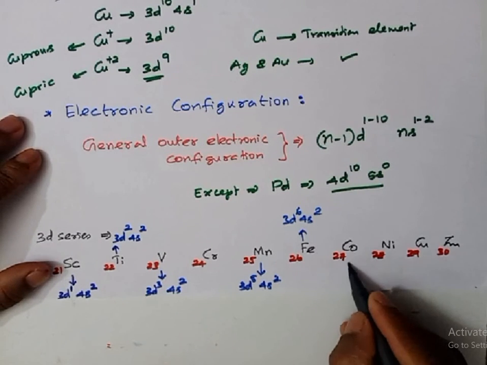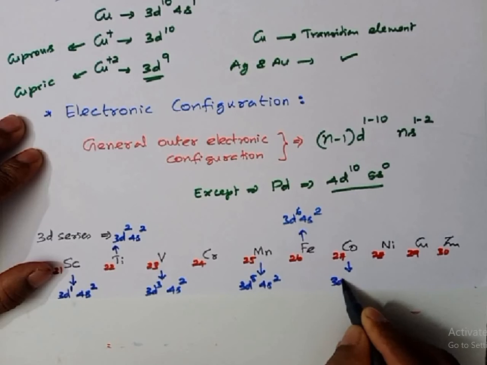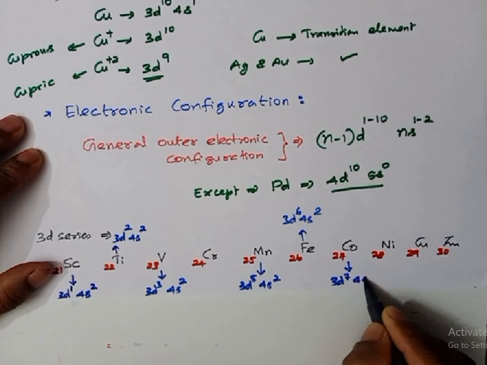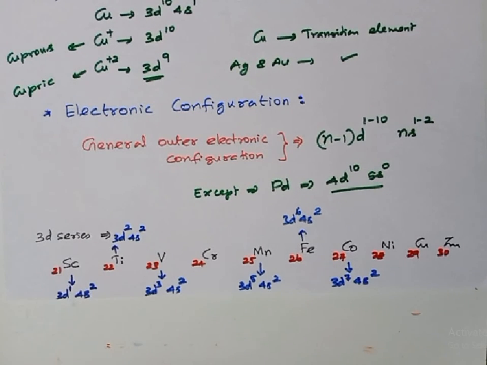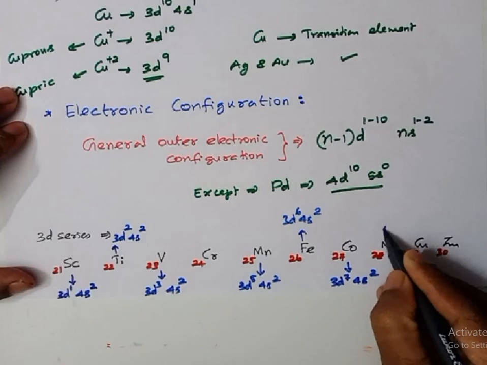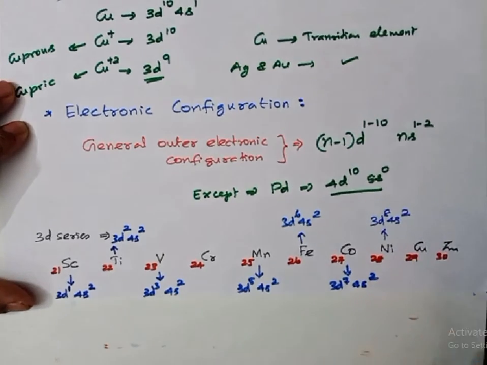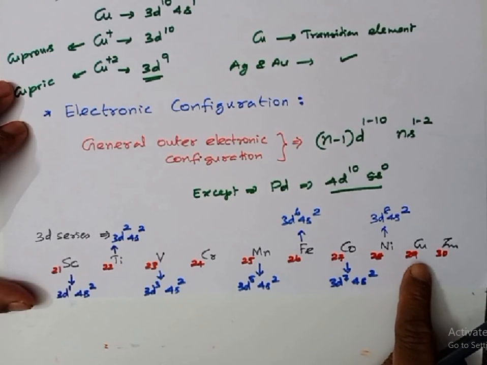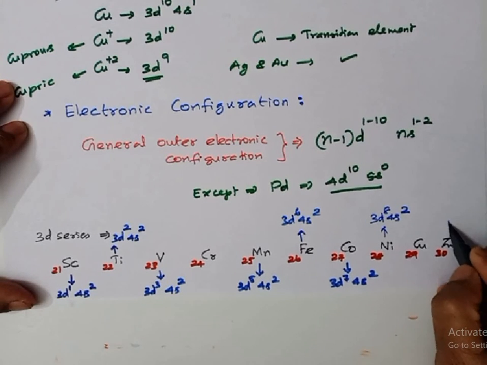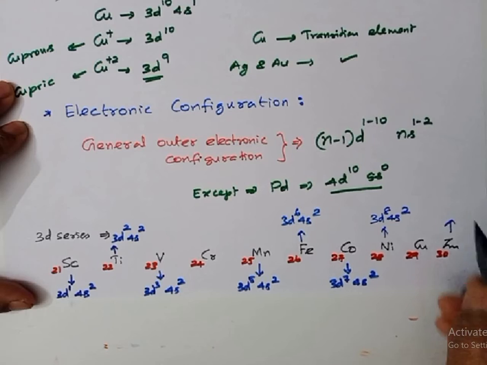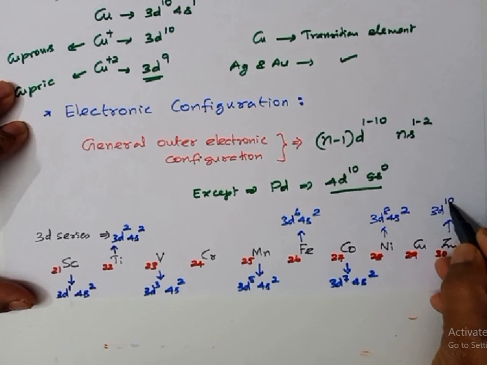Cobalt: 3d7 4s2. Okay, then nickel: 3d8 4s2. Up to this there is no problem. Copper is an exception, we'll discuss that. Zinc, 30, the electronic configuration is 3d10 4s2.